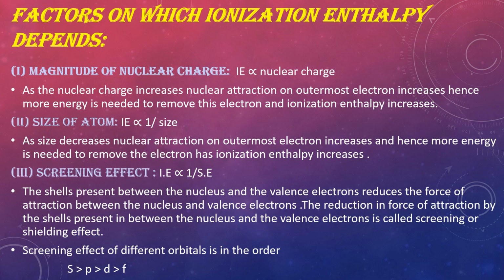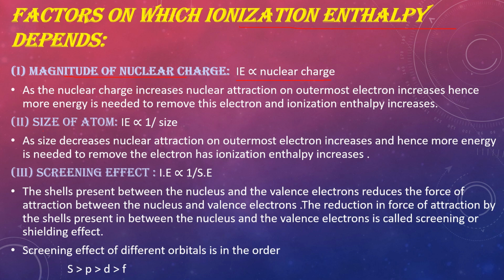Now the next topic is factors on which the ionization enthalpy depends. The first factor is magnitude of the nuclear charge. You know that more nuclear charge means more number of protons, more will be its attraction towards the electron, and it is difficult to remove the electron, hence ionization enthalpy is more. So in short, ionization enthalpy is directly proportional to the nuclear charge. More the nuclear charge, more will be the ionization enthalpy.